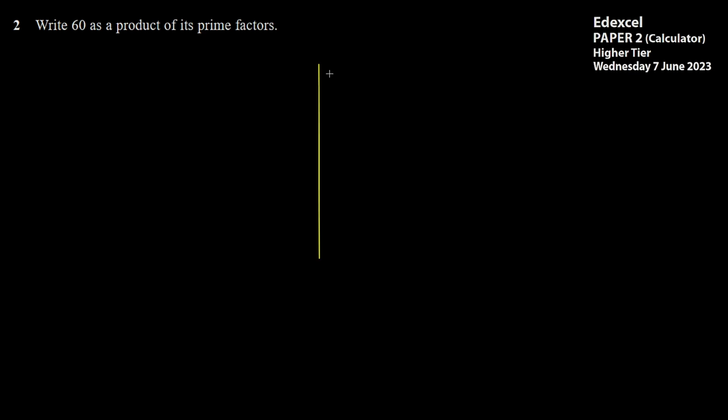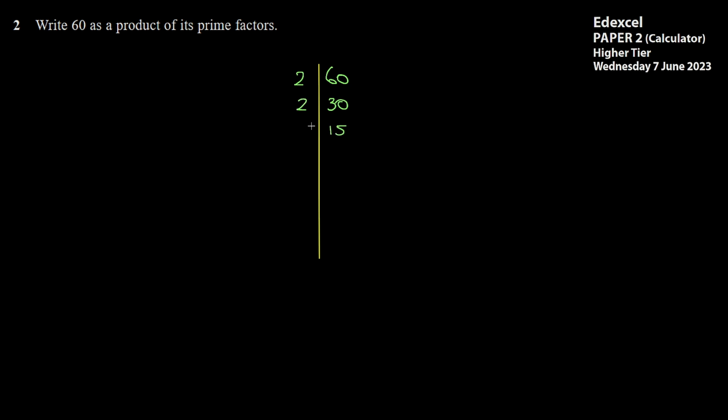I put a line down the page and write my number here. I then try to divide the smallest prime into it and write the result here. So my first choice will be 2. So this would end up being 30. Again, it's even. A 2 must go in, 15.